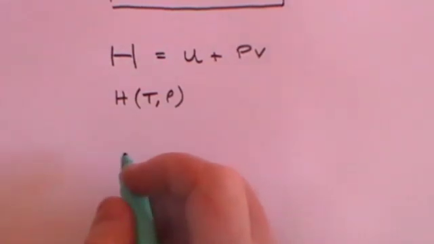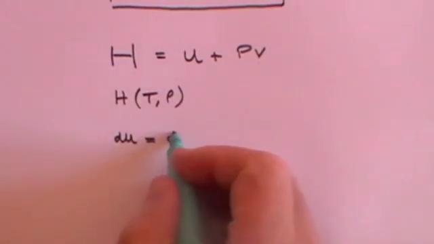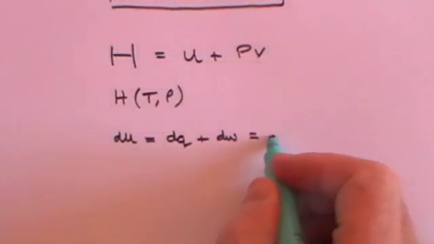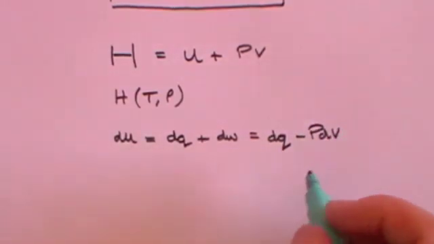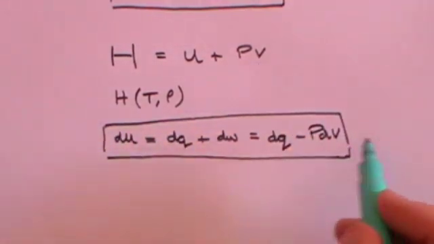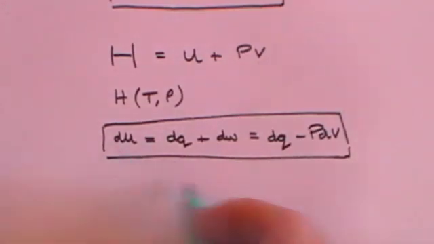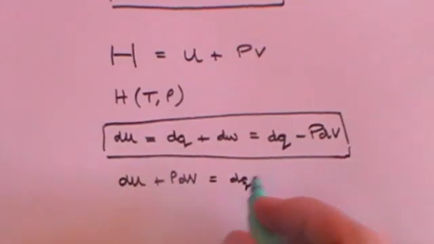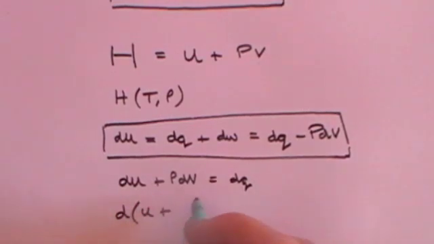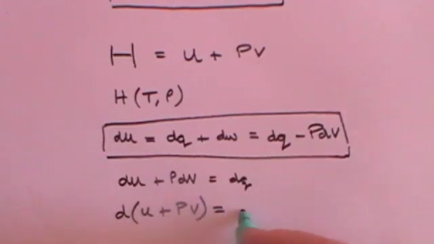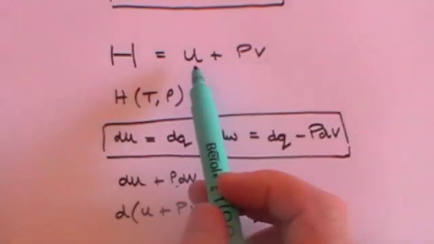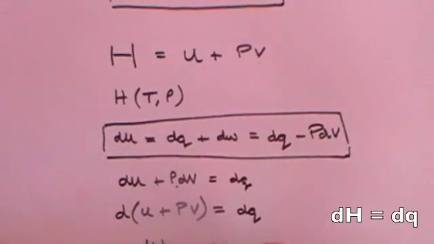Now we're going to use the first law of thermodynamics, which we showed was dU is dQ plus dW, which is the same as dQ minus P dV. We've derived that before. I'll put a square around it to remind you. We've seen that earlier in the video. And if you rearrange this, you find that dU plus P dV equals dQ. And that means that d(U plus PV) equals dQ. I've simply taken the d terms out of these two terms here. But U plus PV is H. And so we've derived that the differential of enthalpy, dH, equals dQ.